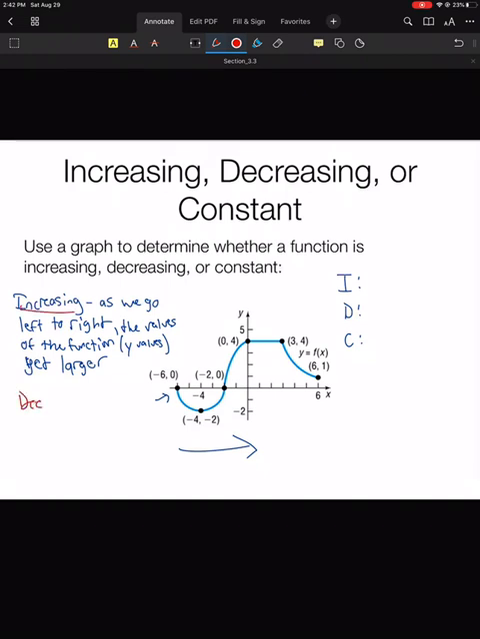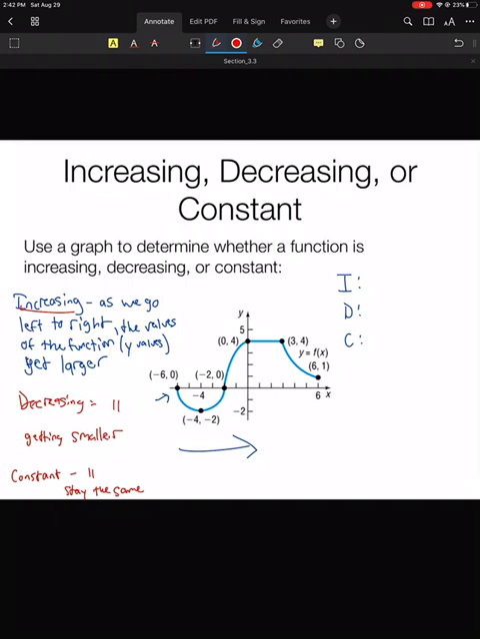we see that the values are increasing. Decreasing is the same, ditto as the top, but the values are getting smaller as you go from left to right. And then, of course, constant is the same: as we go left to right, the values of the function stay the same.